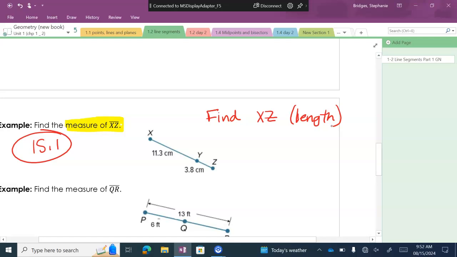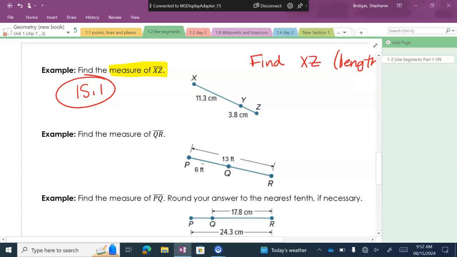All right, find QR in the next one. Be careful here. Let me ask you this. Does everybody understand what this means right here with these little bars and the arrows? Does everybody understand that that means that whole piece is that number? Okay. I just want to make sure you understand that. So I want you to find out what QR is.